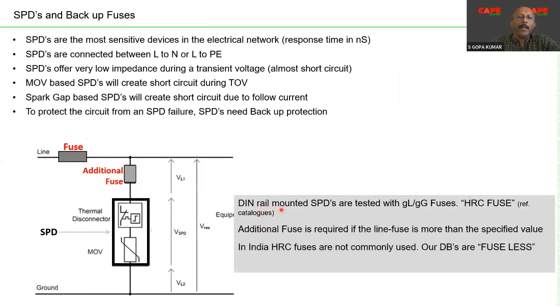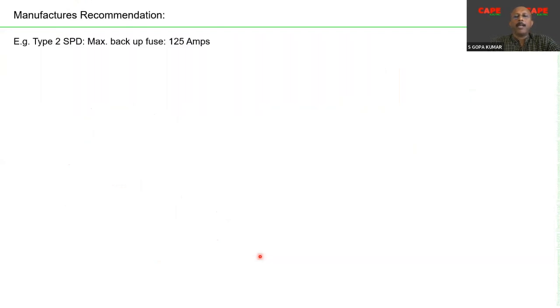Most of the time, the DIN rail mounted SPDs are tested with the gG fuse. If you look at the manufacturer's catalog, you can find it. gG is nothing but an HRC fuse. So additional fuses are required under certain conditions. Let us look at what are the conditions with which additional fuses are required.